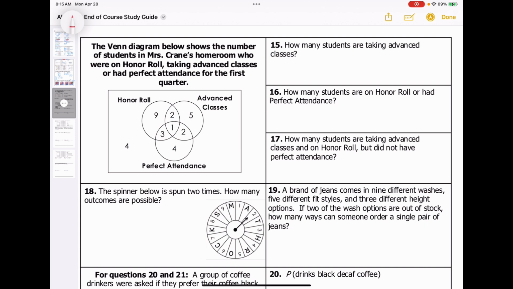So first, it says the Venn diagram below shows the number of students in Mrs. Crane's homeroom who were on honor roll, taking advanced classes, or had perfect attendance for the first quarter. So number 15, how many students are taking advanced classes? So that means what's the total number of students in my advanced classes circle? So 2 plus 5 plus 1 plus 2 means that that is 10 students taking advanced classes.